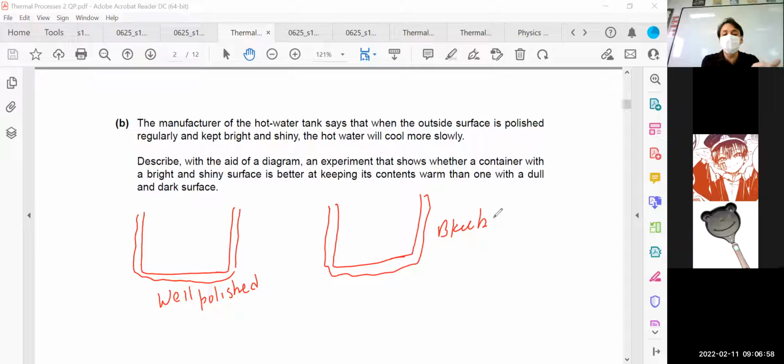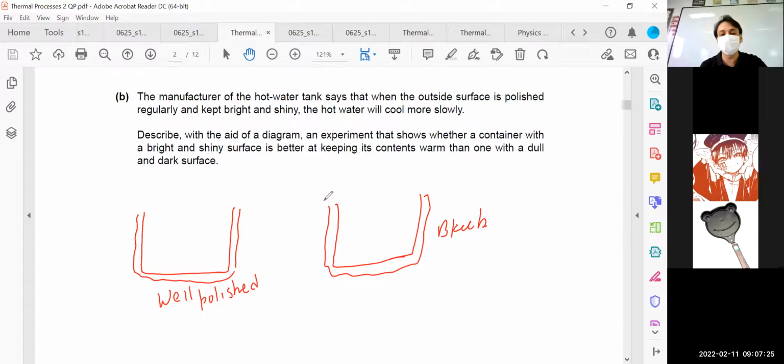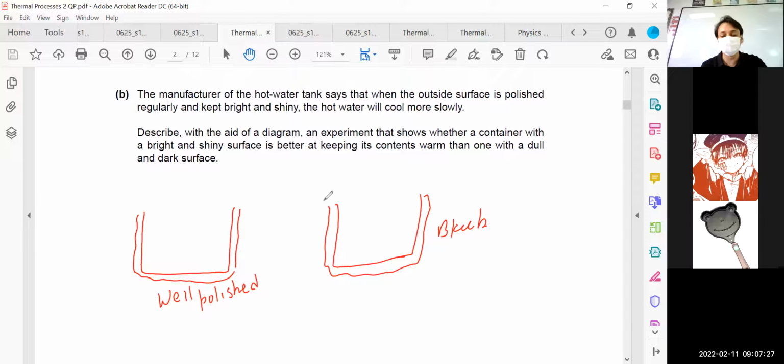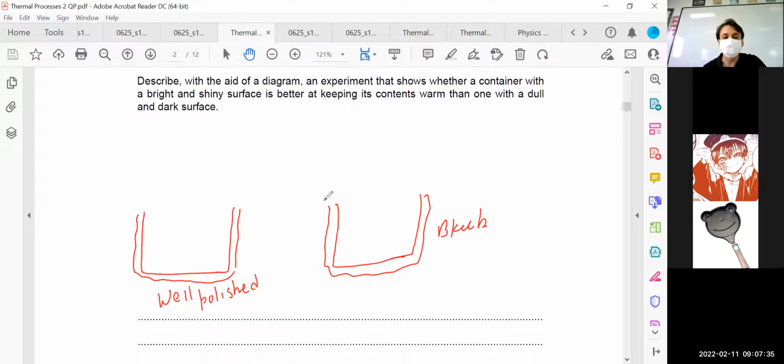So that's why we need a well polished shiny surface if we want to keep it hot for a longer period of time. If we want it to cool faster, we can put a black surface so that the emission of radiation will be faster. So you can explain this with a diagram. You can draw one with the polished surface, one with the black surface, and then by measuring the temperature in both the cases, you will find the well polished surface will make water cool more slowly as compared to the black surface.